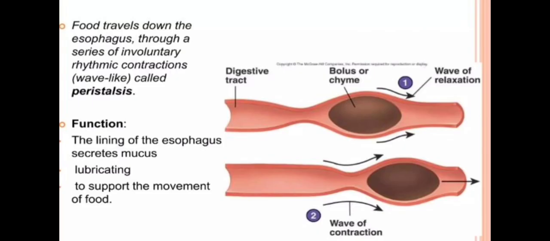Next, food travels through the esophagus through a series of involuntary rhythmic contractions, called peristalsis. So that movement of food is called peristalsis. Function: the lining of the esophagus secretes mucus for lubrication to support the movement of food.